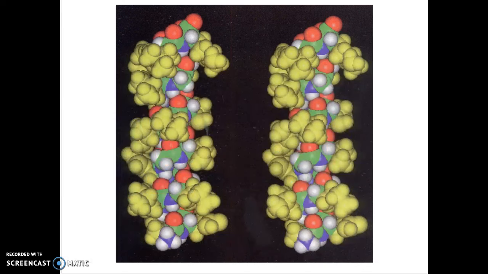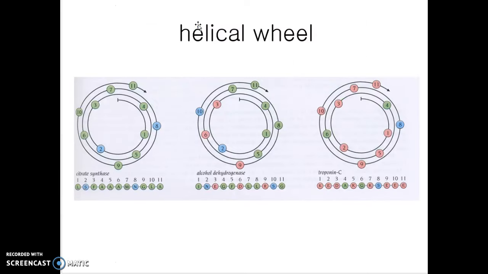This is a space filling model for the alpha helix. Outside you can see yellow colors for the side chains. At the center, the colorful regions are the main chain. Main chains are actually highly compactly packed. There's no empty space.